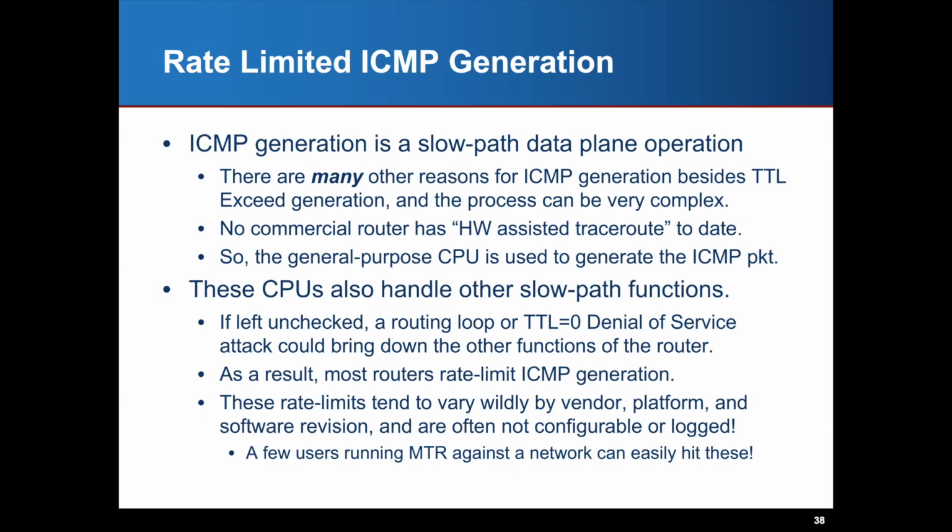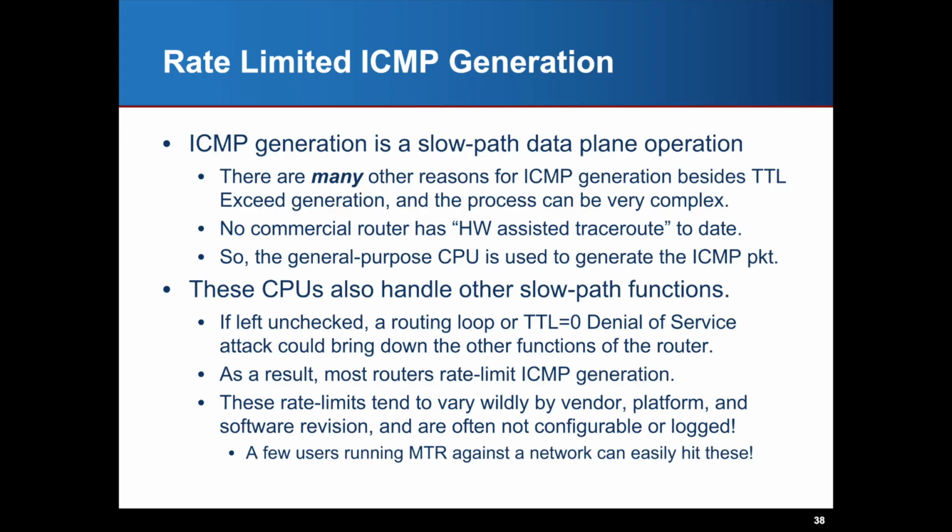So the other thing you have to worry about is rate limits. So remember that ICMP generation goes through the slow path data plane, and there's a lot of reasons that ICMP generation could occur. So for example, it could be a routing loop. If someone sets up a routing loop, that's going to cause a huge flood of TTL0 ICMP generation. So you wouldn't want your device to fall over in the case of a routing loop. You would want it to rate limit its TTL generation and stop when it hits a certain point that it would be problematic.